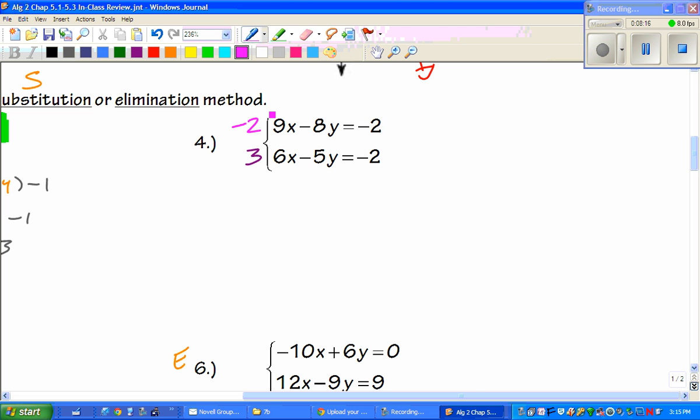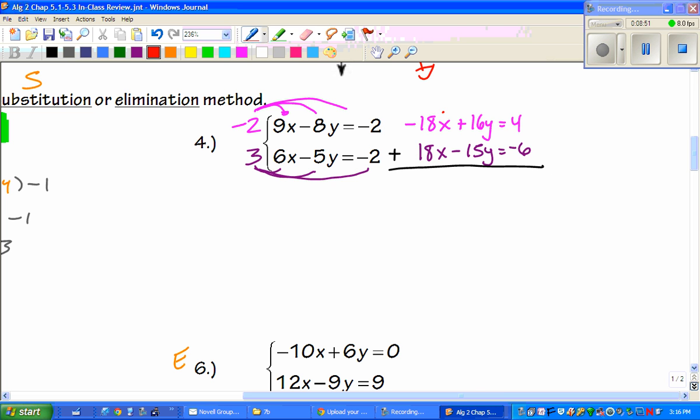Okay? I need one of those to be negative. It doesn't matter. I'm just going to make the top one negative. Okay? So let's go ahead and distribute. We get negative 18x plus 16y equals 4. Okay? Watch your negative signs. Okay? 18x minus 15y equals negative 6.